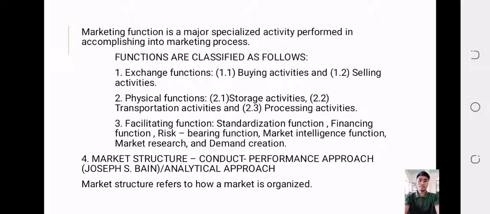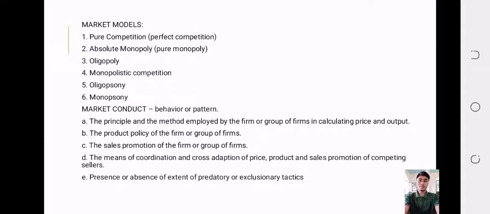Functions are classified as follows: exchange function activities, physical function, transportation activities, and the third is facilitating function. And the next one is market structure. Market models: pure competition, absolute monopoly, oligopoly, monopolistic competition, oligopsony, monopsony. Market conduct, behavior, or pattern.